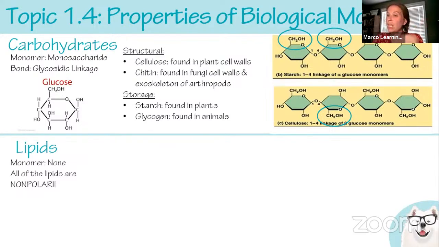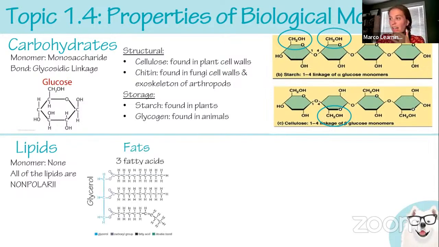And so the big thing that keeps all the lipids together is that they're all nonpolar. Every single one of them is nonpolar. And so the first one we have is fats. Fats are made up of 3 fatty acids plus a glycerol. So the glycerol is right here. It's an alcohol. You see it has all these oxygens here. This makes an ester linkage. I don't really think you need to know that one, but in case you were wondering, it's an ester linkage.